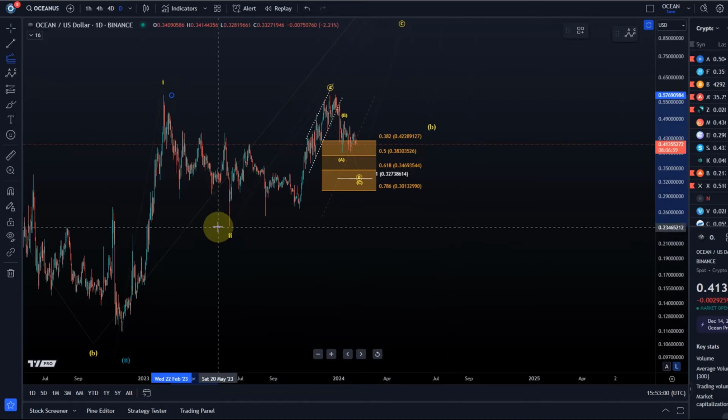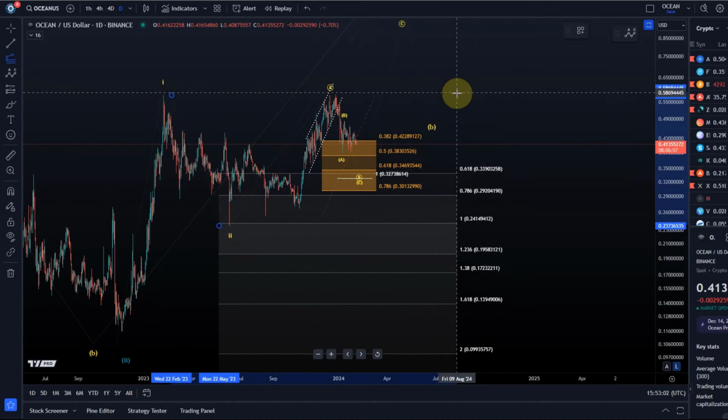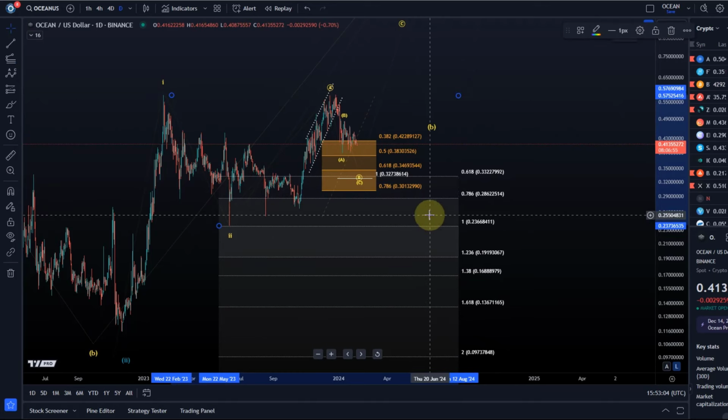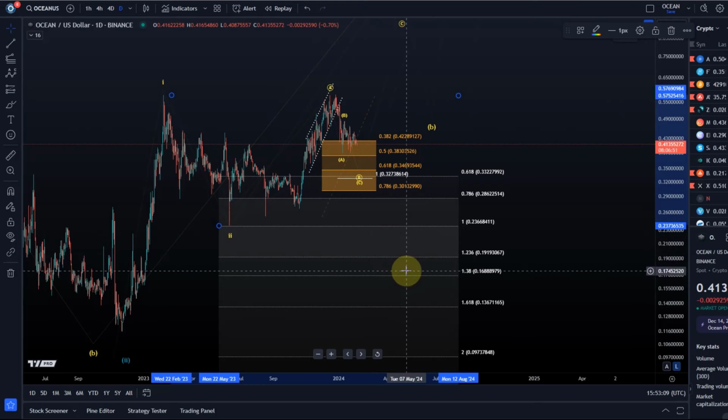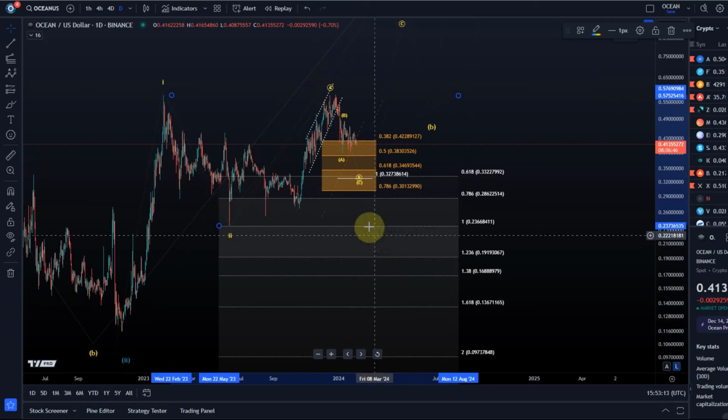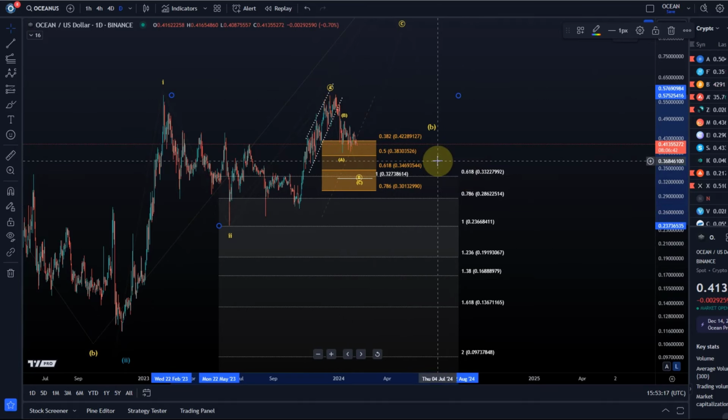And where might that land? Well, again, we can take the 100% extension as a possible target: 23.6 cents, maybe 19 cents, maybe 16.8. We will need to see how the subdivisions develop. But currently the pullback looks corrective, so I'm watching if support can hold.